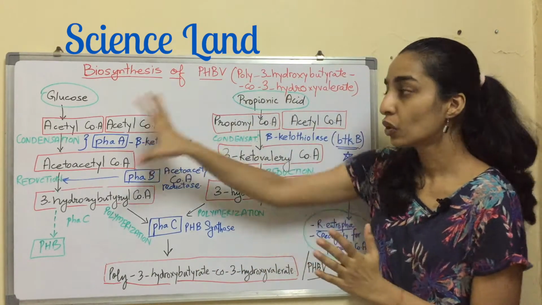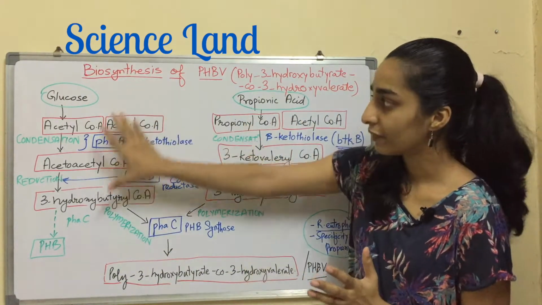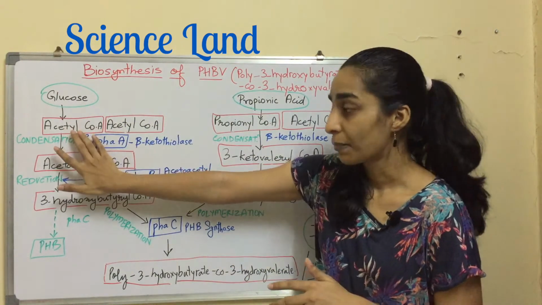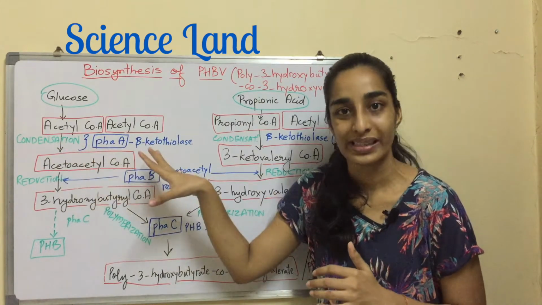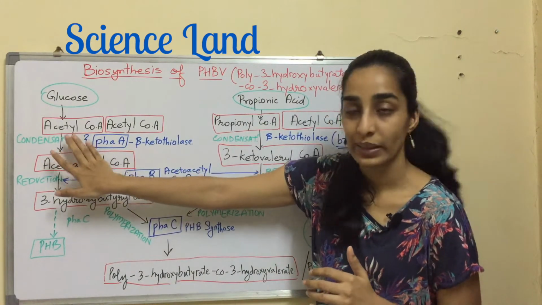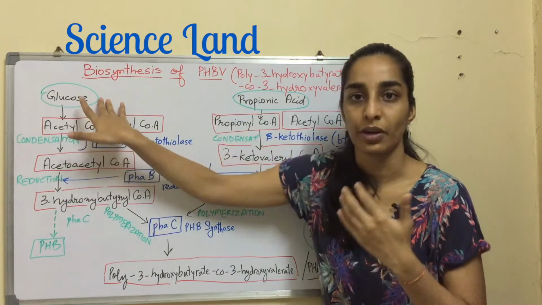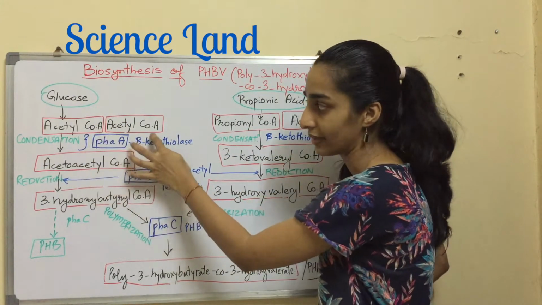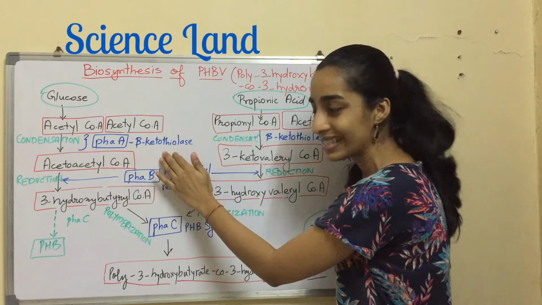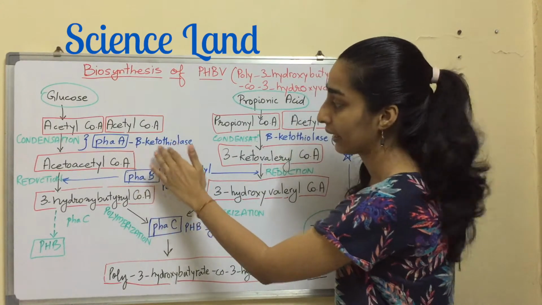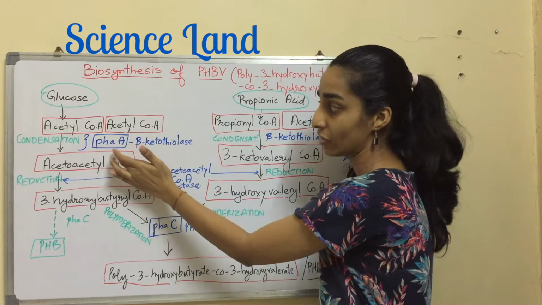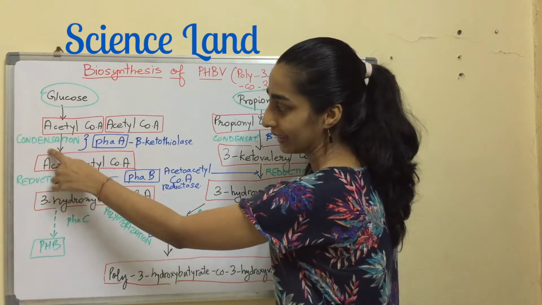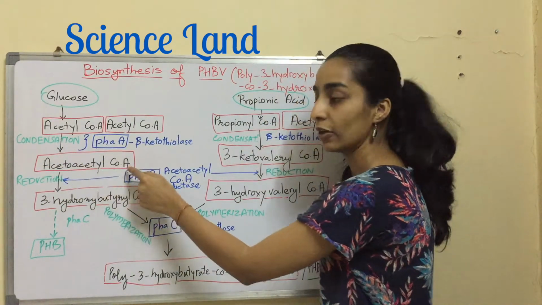Okay, so there are two parts in this pathway. The first part, which is kind of similar to PHB, has as its substrate two acetyl coenzyme A molecules. How is acetyl coenzyme A produced? Usually from glucose by the process of glycolysis. So I will take 2 units of acetyl coenzyme A. The enzyme here is known as beta ketothiolase. It is also known as PHAA. The molecules will undergo condensation to give me acetoacetyl coenzyme A.